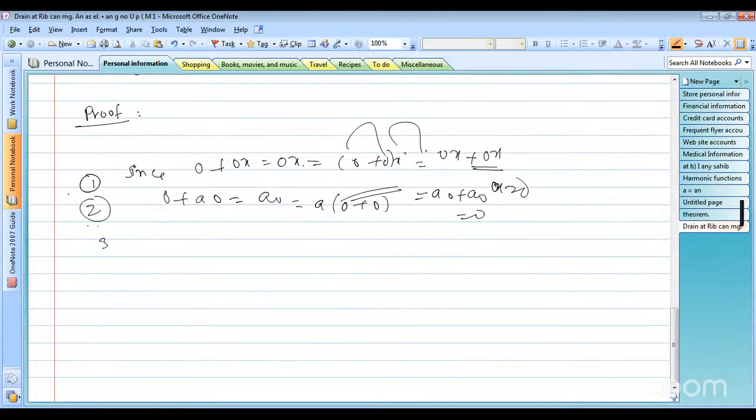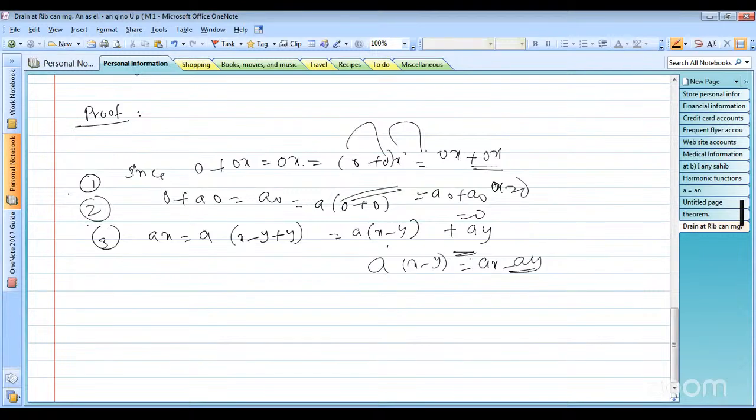The third condition: x = (x − y) + y. Plus y and minus y cancel here. So a(x − y) + ay is a(x − y) plus a times y, and I am writing this as ax − ay, where minus ay and plus ay should cancel here. So there is a condition of the same here.